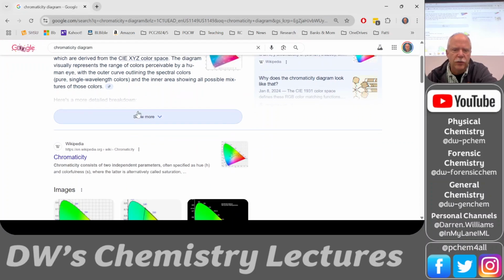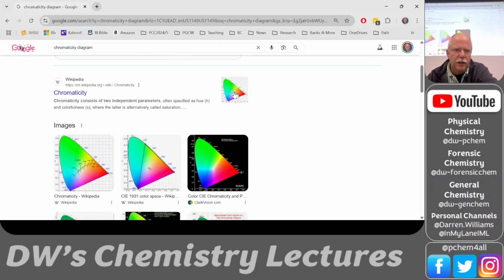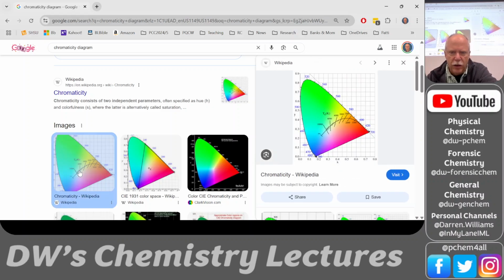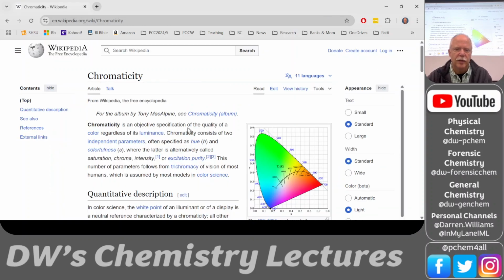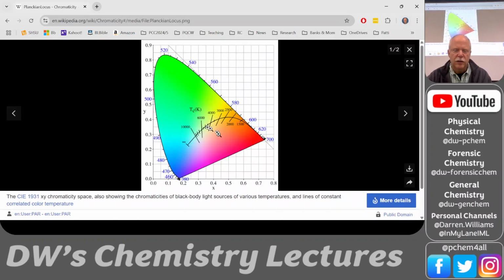There's a whole bunch of different ones. Let's look at this one, it's got the white point movement here. But anyway, we've got the chromaticity coordinates of, let's go to the Wikipedia page here. Let's look at this one.